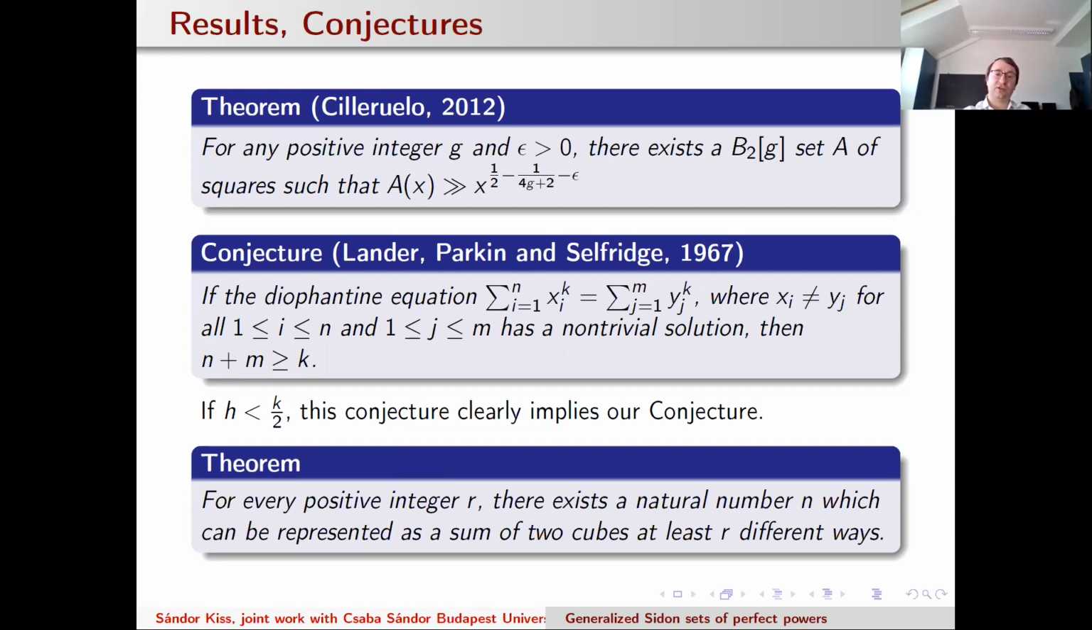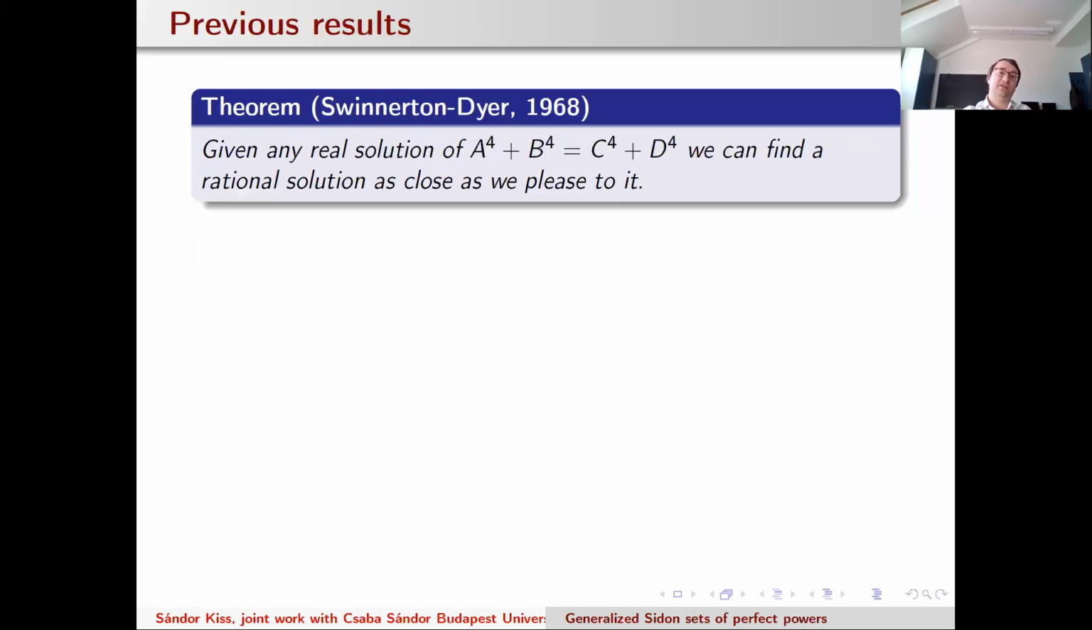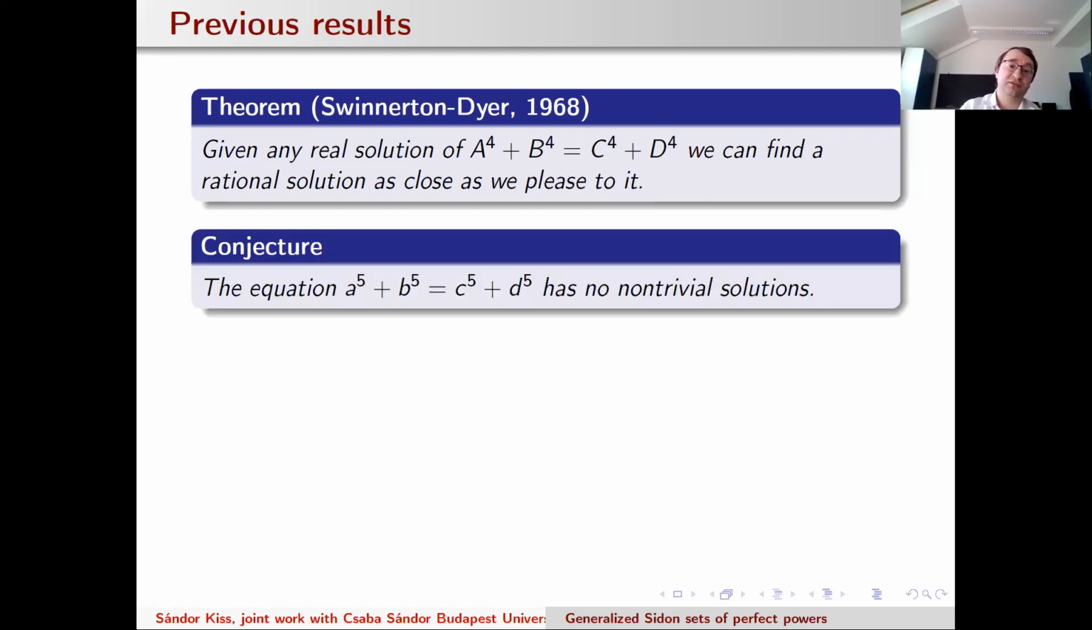And if we increase the exponent, then what can we tell about the quartics? There is a nice theorem of Swinnerton-Dyer, which states that given any real solution of this equation, a to the power of 4 plus b to the power of 4 is equal to c to the power of 4 plus d to the power of 4, then we can find a rational solution as close as we wish to it. And this implies that the quartics don't form a Sidon set, but it may happen that they form a B2 set. And finally, it is conjectured that the fifth powers form a Sidon set. But this conjecture is still open and seems difficult.